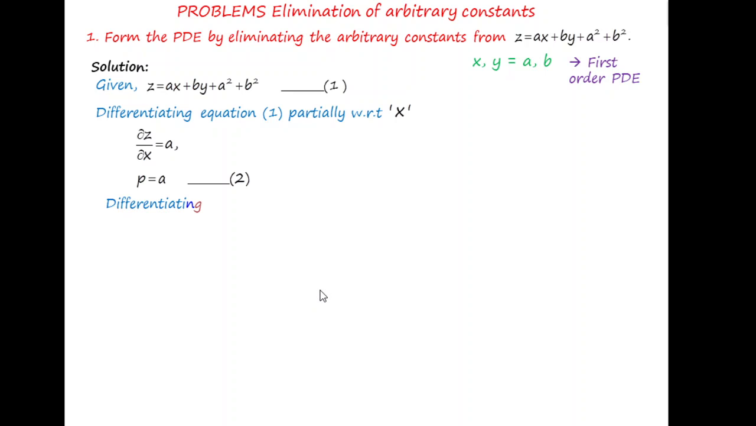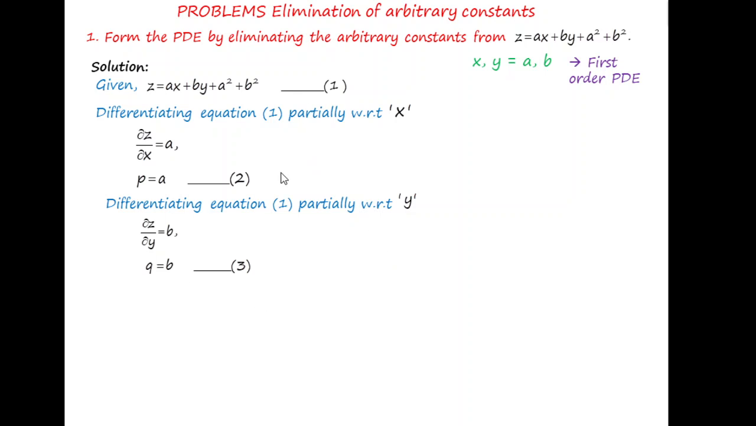Again, we differentiate equation 1 partially with respect to the other independent variable y. What is the differentiation of z with respect to y? Dou z by dou y is equal to the differentiation of ax with respect to y, which becomes 0 because it is constant, plus the differentiation of by, which is b, plus a squared plus b squared is constant, so its differentiation becomes 0. And dou z by dou y is taken as q, so q is equal to b.